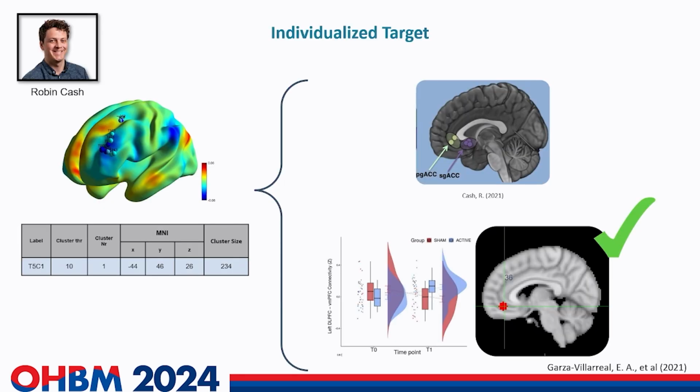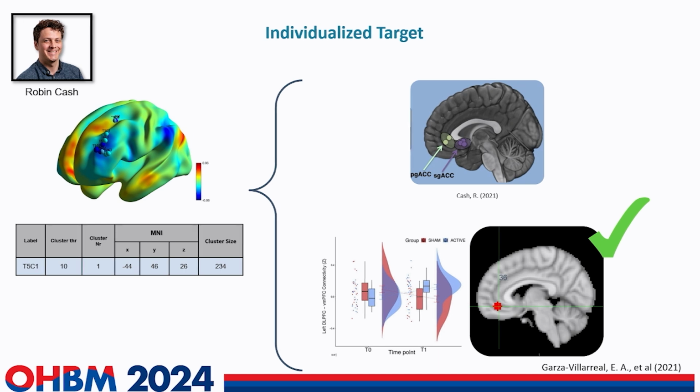And using Robin Cash's idea, we're using their individualized target, but instead of using the subgenual cortex that they were using for depression, I'm actually using the one we got from the cocaine study. So we changed the target, the subcortical target at least. And that changes, of course, the cortical target. So we're using it for each person that we're stimulating.